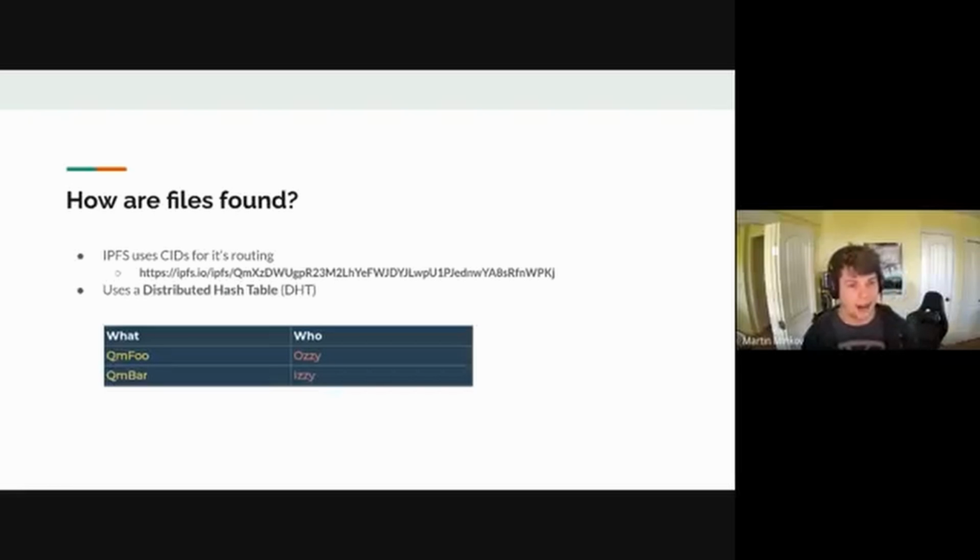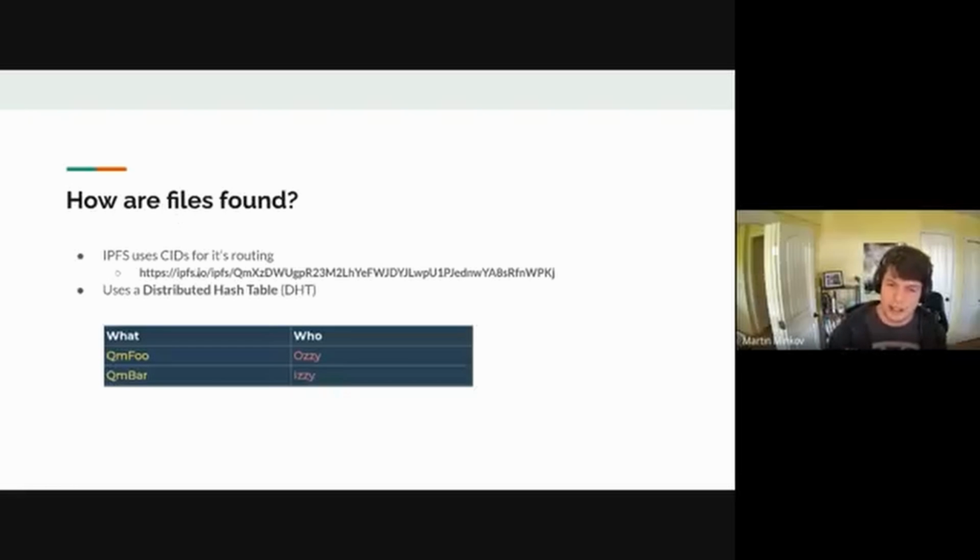So how are files found in IPFS? This is very brief. I'm sure people here know much more about this than me, but IPFS uses something called a distributed hash table, and it's just a table of who has what. So when you want to get a CID from someone, you use this distributed hash table, and you see who has it. If I'm looking for QmFoo, I go talk to Ozzy, who has the content I want.